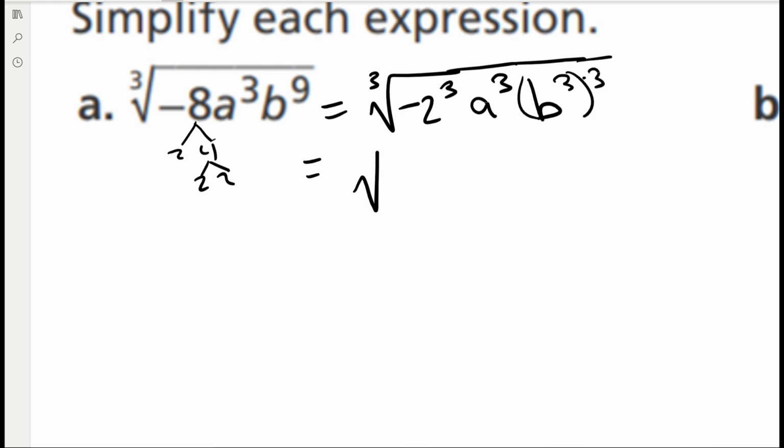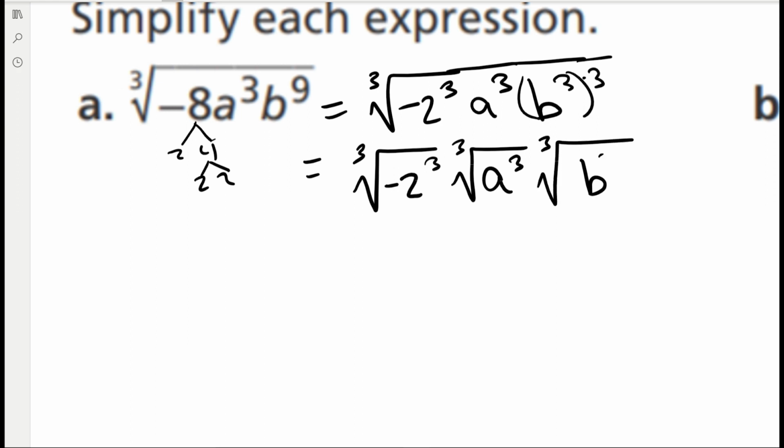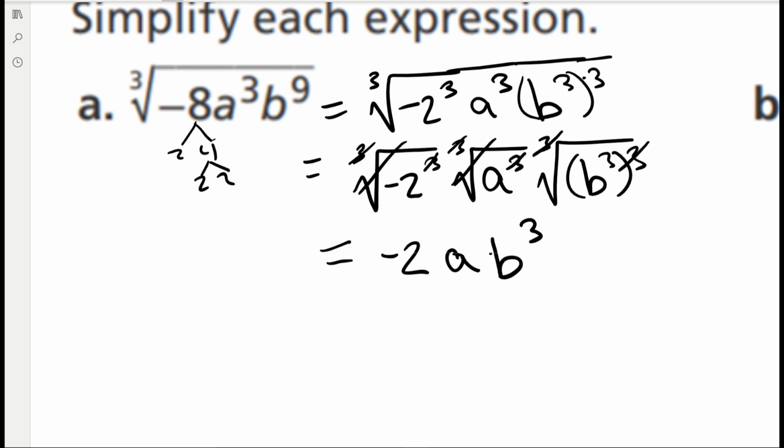So now we're going to split this into the separate radicals. So I got negative 2 to the third, then cube root of a to the third, and then cube root of b to the third cubed. And then now notice that the cube roots here cancel, leaving me with negative 2. The cube roots here cancel, leaving me with a. Now since this is odd, I can leave it as a, and I don't have to write it as absolute value of a. Same thing here, since this is cubed and that's odd, I can leave it as b to the third and not have to worry about the absolute value.